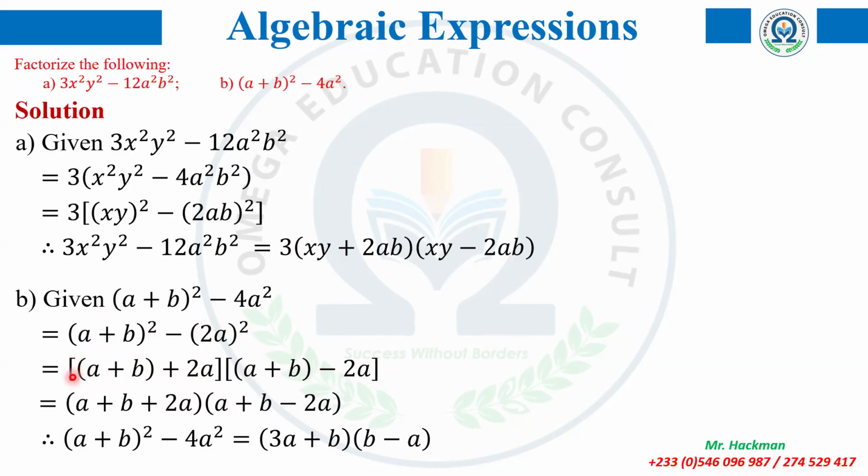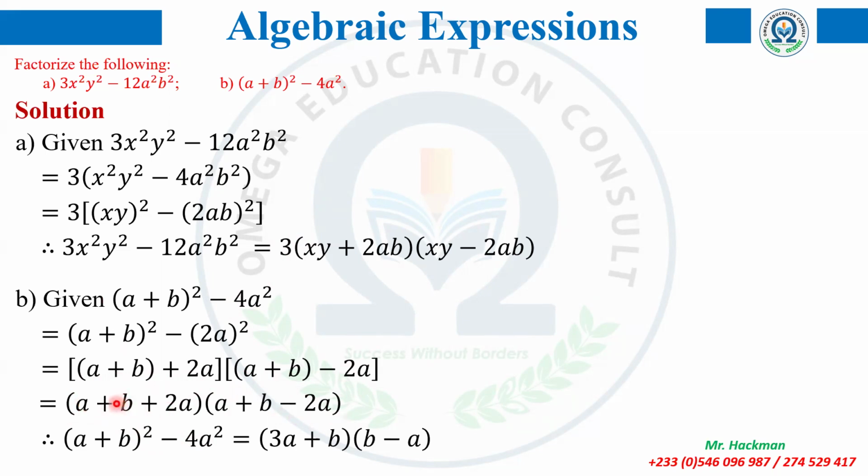There is 1 here, so it's 1 times this and 1 times this. So if you remove, you get a plus b for this, then plus 2a. You close it, you come and do the same here: a plus b, then minus 2a. That will give you this. So at this point, you can equally not end here.